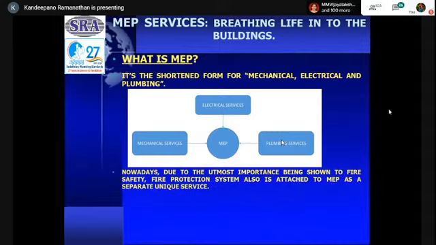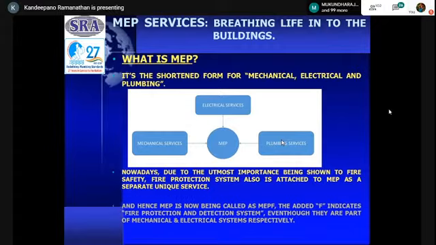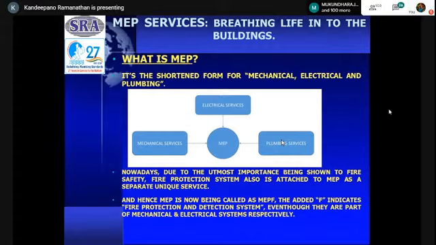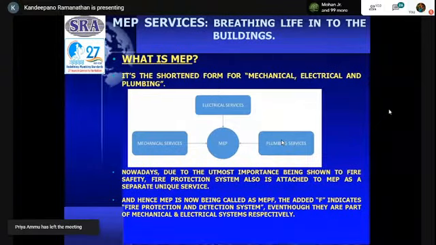As of late, due to the importance of the fire and life safety services, they have also added the fire protection systems into MEP, and they have added one F. Now it's being called MEPF. So in recent years, maybe the past 1 or 2 years, the industry started calling it MEPF, not only MEP.